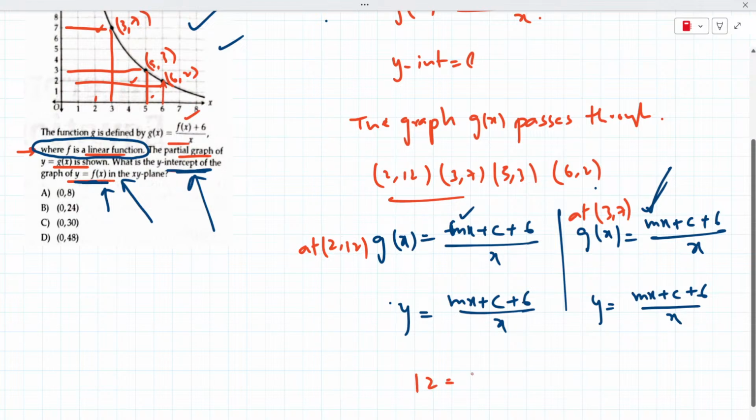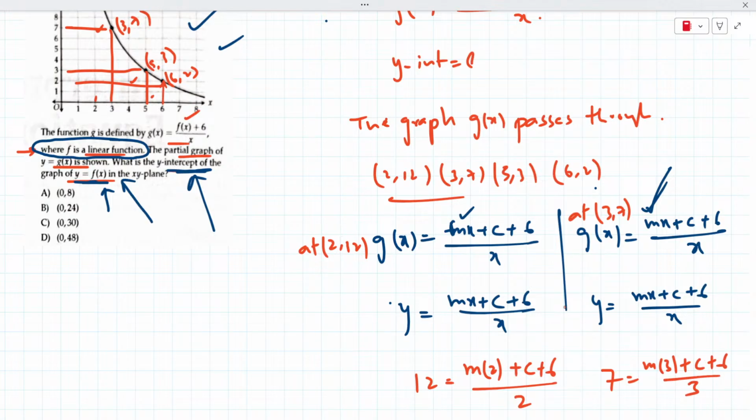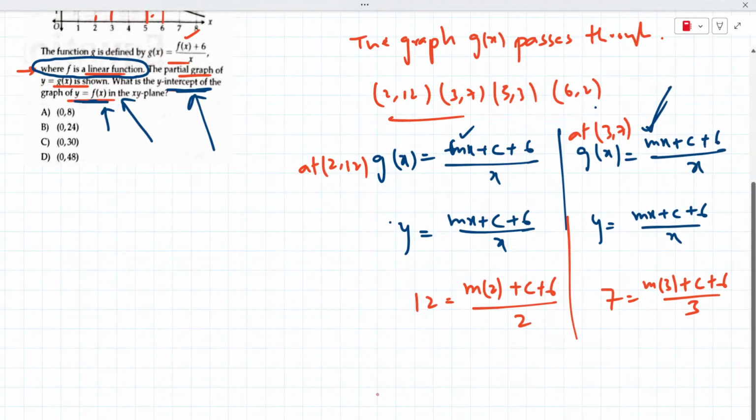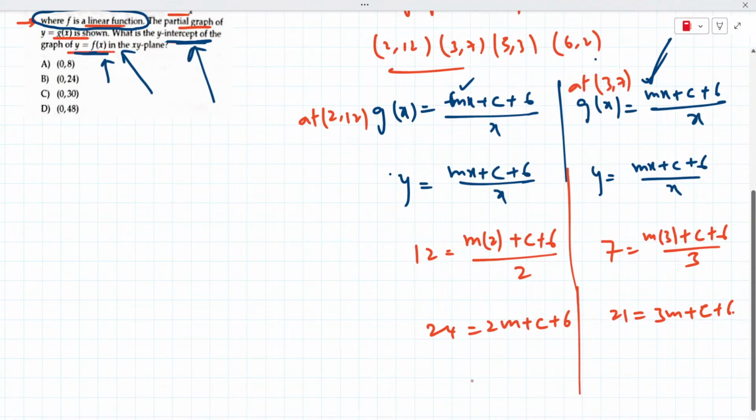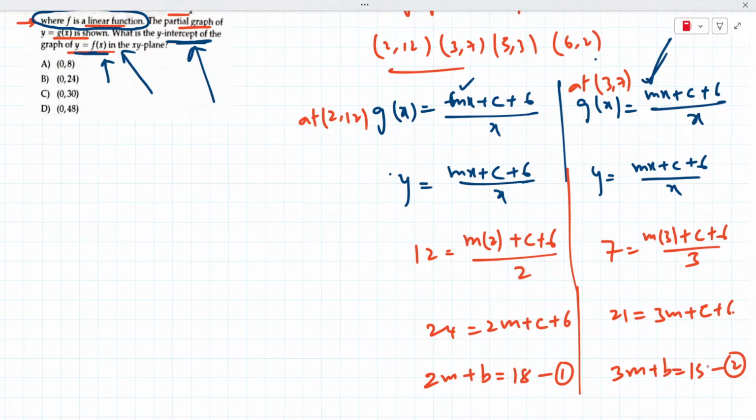y equals what? 12 equals m into x, x is 2, plus c plus 6 by 2, and 7 equals m into 3 plus c plus 6 by 3. So solving this, I'm going to get 24 equals 2m plus c plus 6, and 21 equals 3m plus c plus 6. Solving this, we are going to get 2m plus b equals 18, equation number 1, and 3m plus b equals 15, equation number 2.